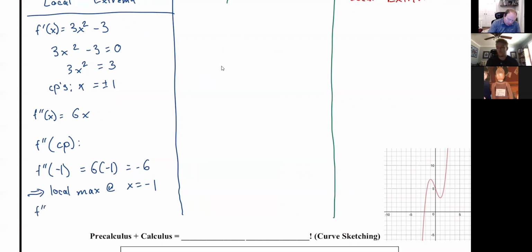In the same way, f double prime of 1 is equal to 6 times 1, which is 1. And again, that's positive. So what does this mean? It's concaving up, so there's a local min at x equal to 1. Little typo here, 6 times 1 is 6. Got a little quick there. But you can see we actually have a local min right there.